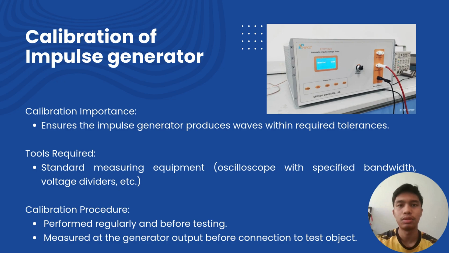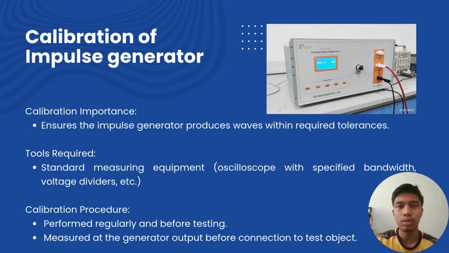The voltage should be measured at the terminals of the test object or as close as possible to them. This will minimize the waveform distortion caused by reflections or losses in the circuit. The calibration must record key parameters: the peak voltage, the front time, the time to half value, and the overall shape of the impulse wave.